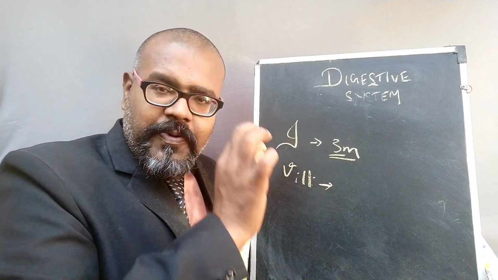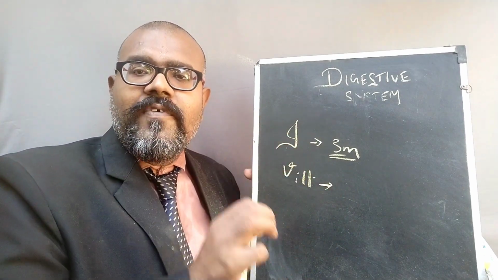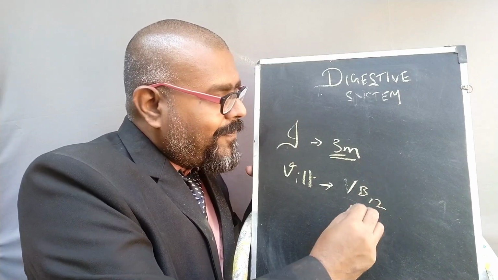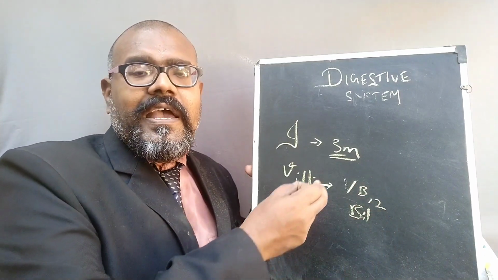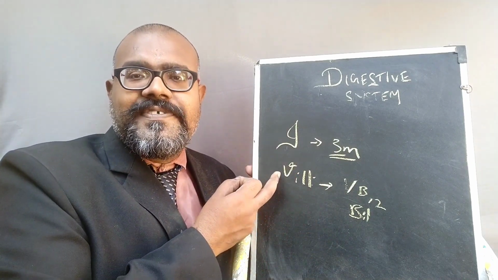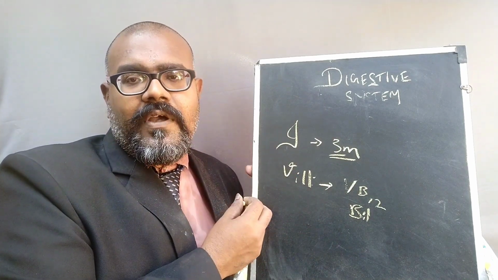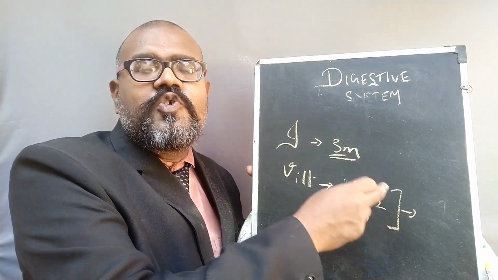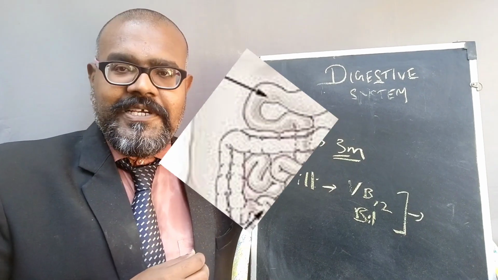These villi are especially responsible for the absorption of two main chemicals: vitamin B12 and the bile acids. Vitamin B12 and bile acids are especially absorbed here in the villi of the ileum. Along with those, other escaped food materials and nutrients are also absorbed in this ileum region.